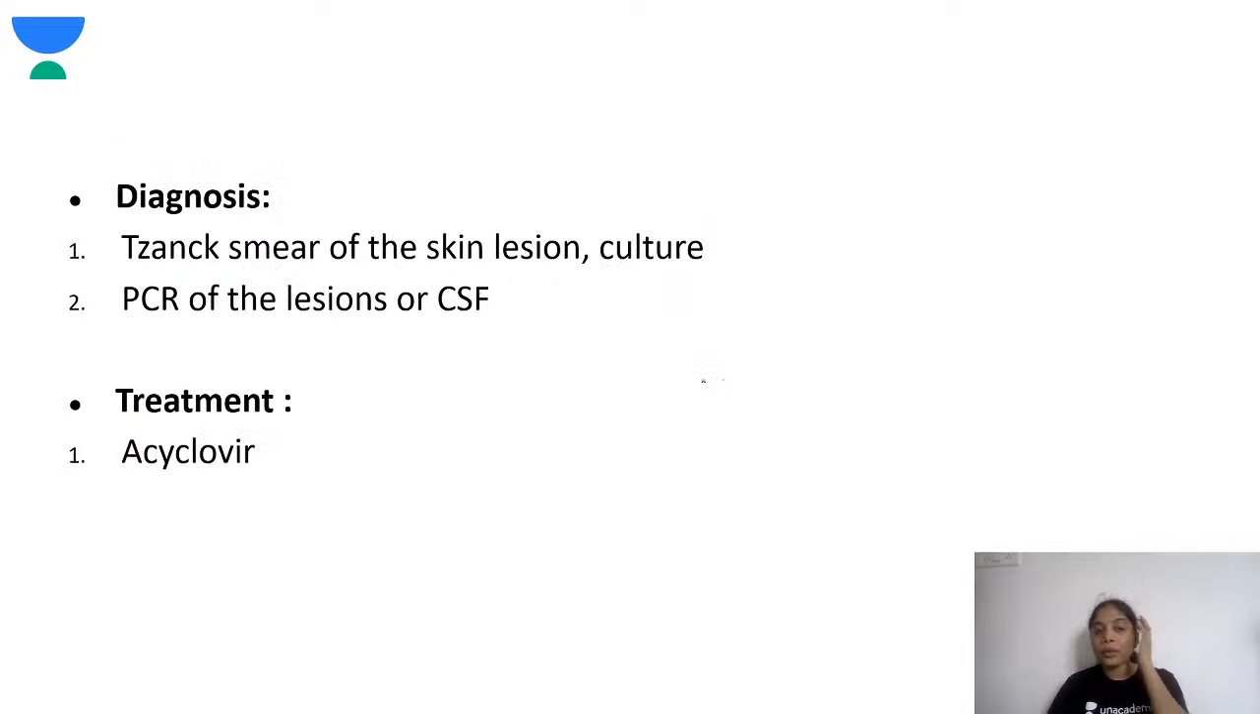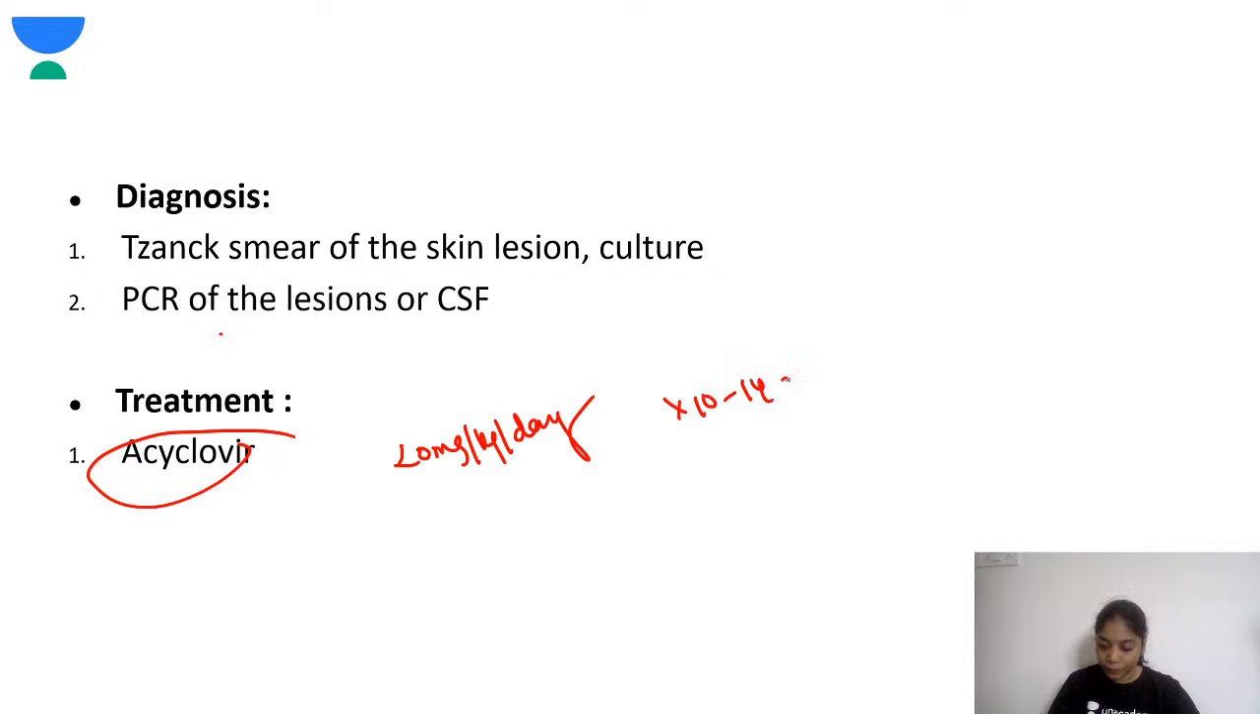How do you diagnose? When there is a child with a vesicular rash, you have to confirm it. You can get a Tzanck smear of the skin lesion and you can culture the skin lesions. You can get a PCR of the lesion or the CSF. There is no serological diagnosis for herpes. The treatment is acyclovir. You give 20 mg per kg per day of acyclovir in these children for 10 to 14 days. And then you repeat the CSF PCR and check for improvement, worsening, or status quo.